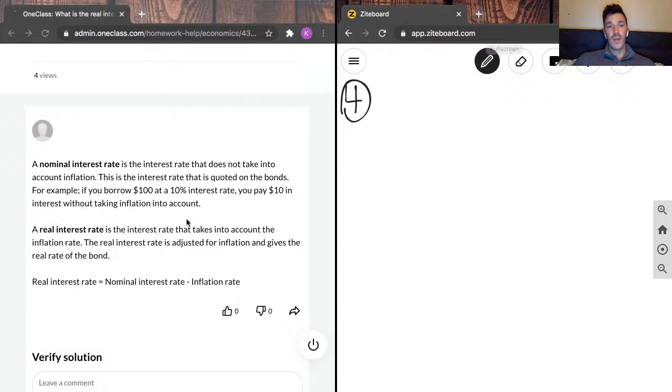A nominal interest rate is the interest rate that does not take into account inflation. This is the interest rate that is quoted on the bonds. For example, if you borrow $100 at a 10% interest rate, you pay $10 in interest without taking inflation into account. A real interest rate is the interest rate that takes into account the inflation rate. The real interest rate is adjusted for inflation and gives the real rate of the bond. Here they've got the real interest rate is equal to nominal interest rate minus the inflation rate.